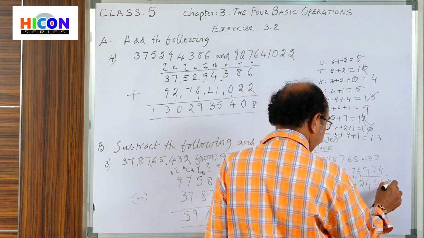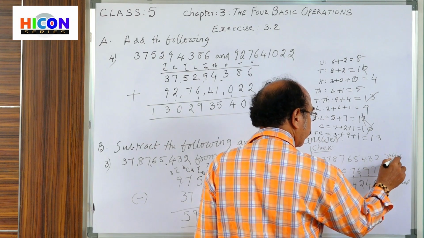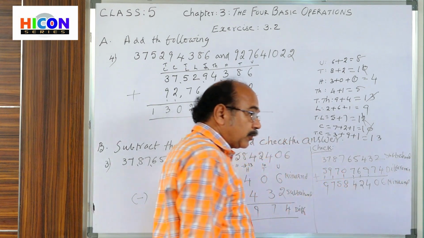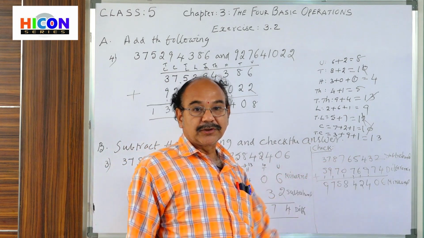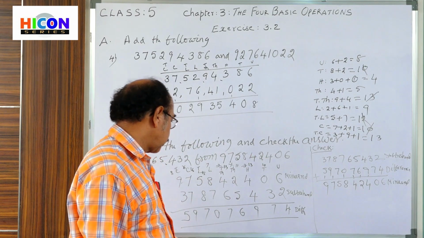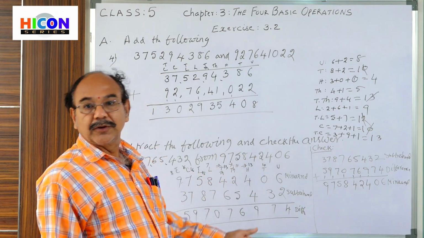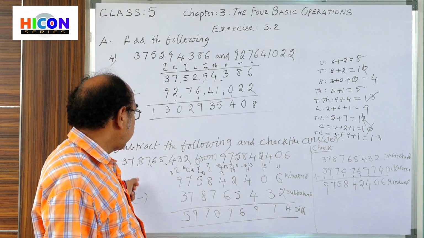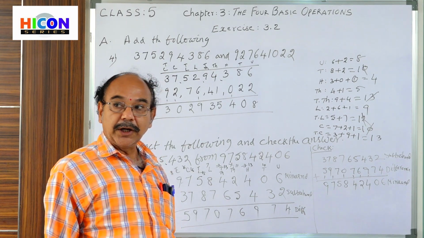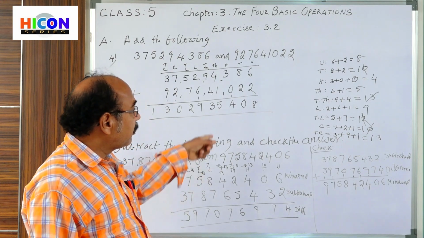See children, this is the minuend. This is the subtrahend. This is the difference. So subtrahend plus difference is equal to 9758 42406. That is the minuend. Adding the subtrahend and difference, we are getting the minuend. So like this, we do the subtraction on the large numbers and at the same time we can check the result. Okay children? These are very big numbers.